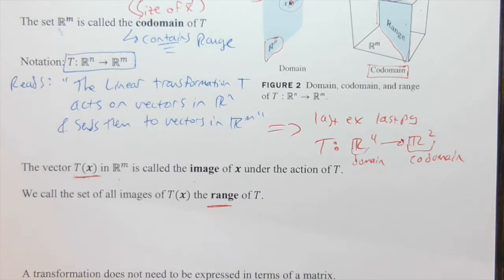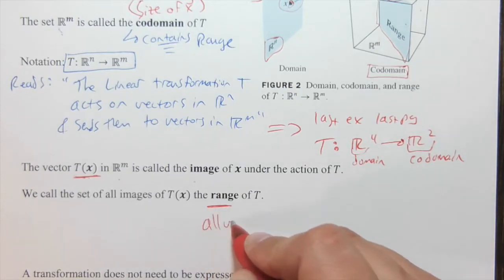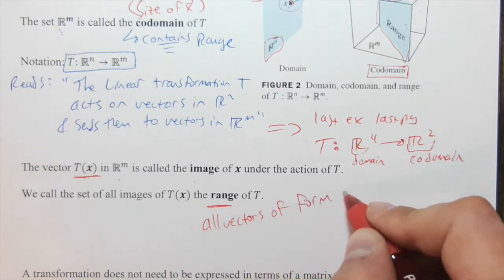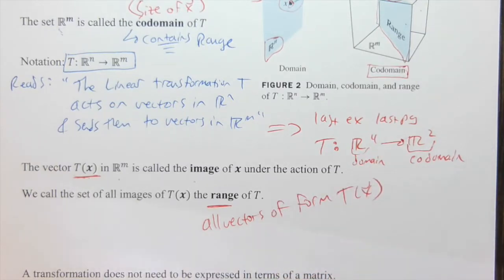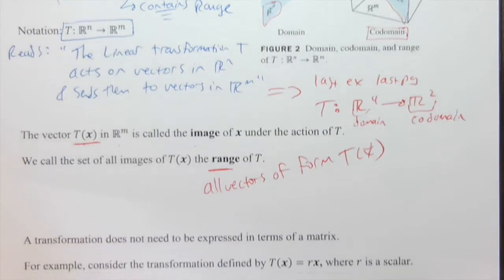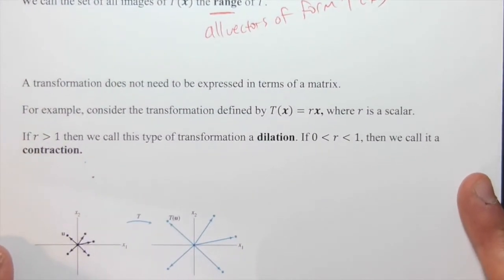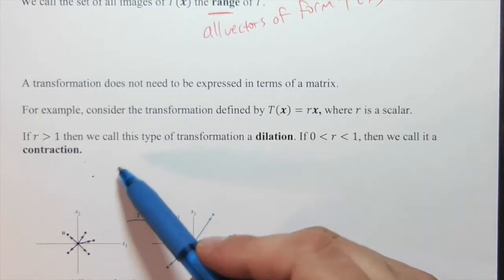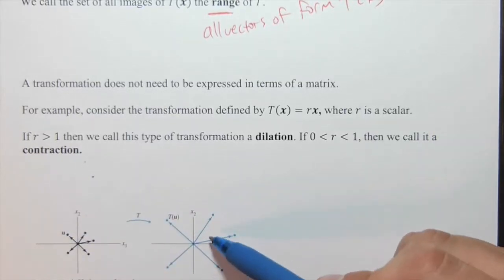And so another way to think about the range is that it's all the vectors of the form T(x). It's every vector we can collect up that has been acted on by the transformation. Let's start by looking at a very simple transformation, and then a couple of more interesting ones using pictures. We do have some pictures here, but they're just lines and vectors in this case.